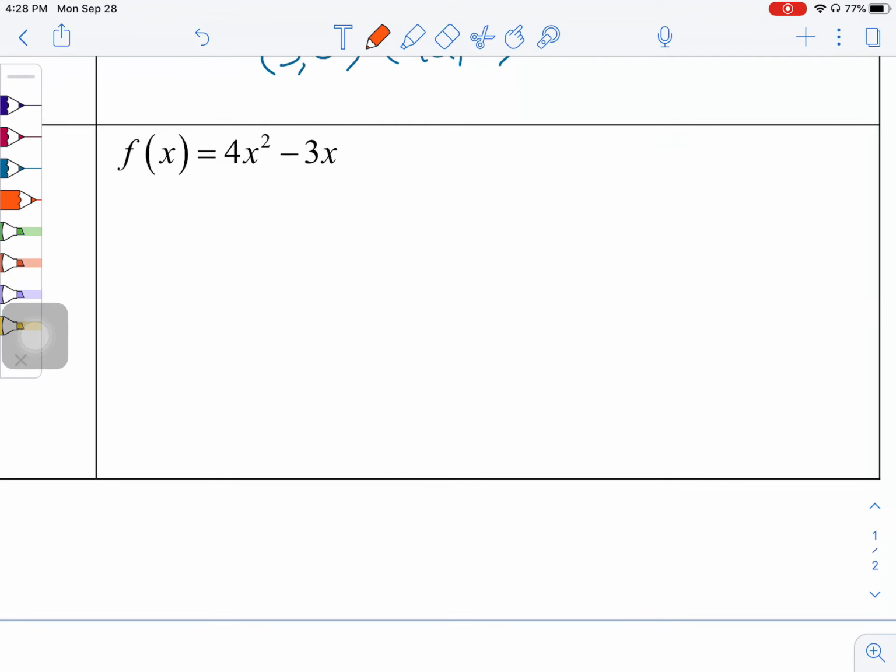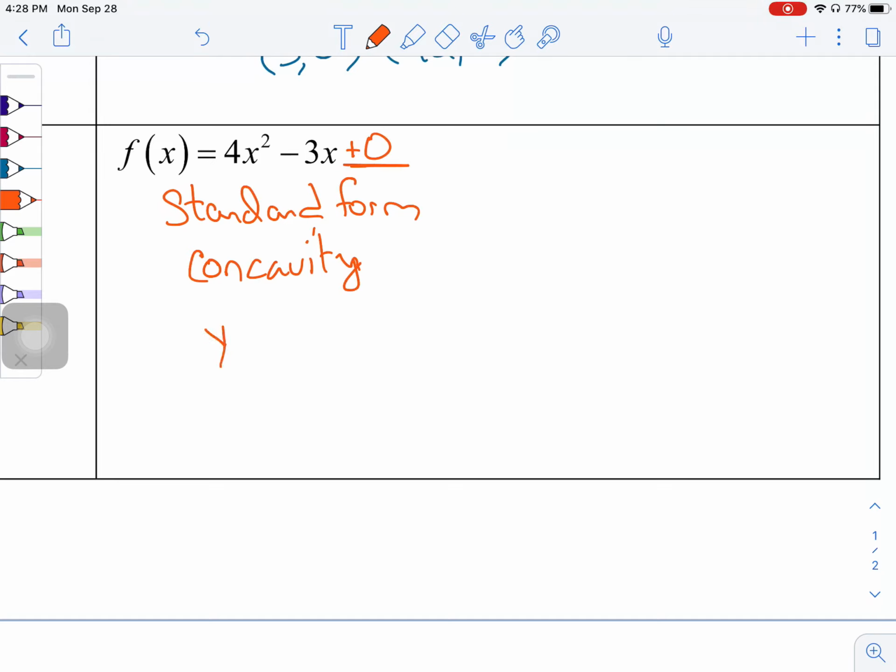Okay. Last one here, we've got f(x) = 4x² - 3x. It looks a little weird, but this is standard form. The reason it looks a little weird is because it's missing the c value here. So to fill that in, you could simply just put + 0. That would give us then the full standard form that we're used to. So if we're talking standard form, we're talking about concavity, and we are talking about the y-intercept.